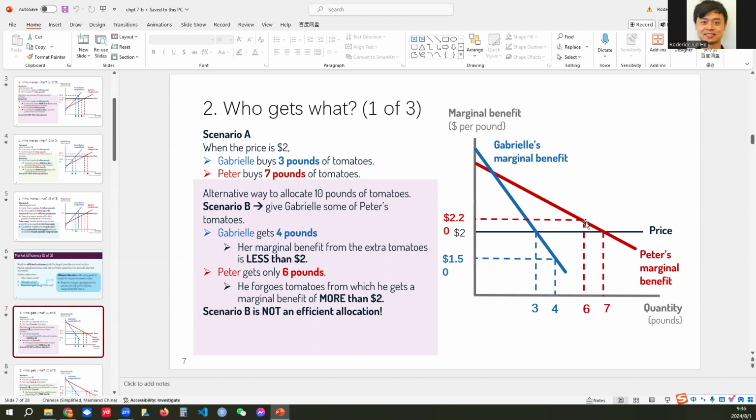And the second one is, what if Peter only gets 6 pounds? Well, Peter's willingness to pay, Peter's marginal benefit is 2.2, higher than 2.